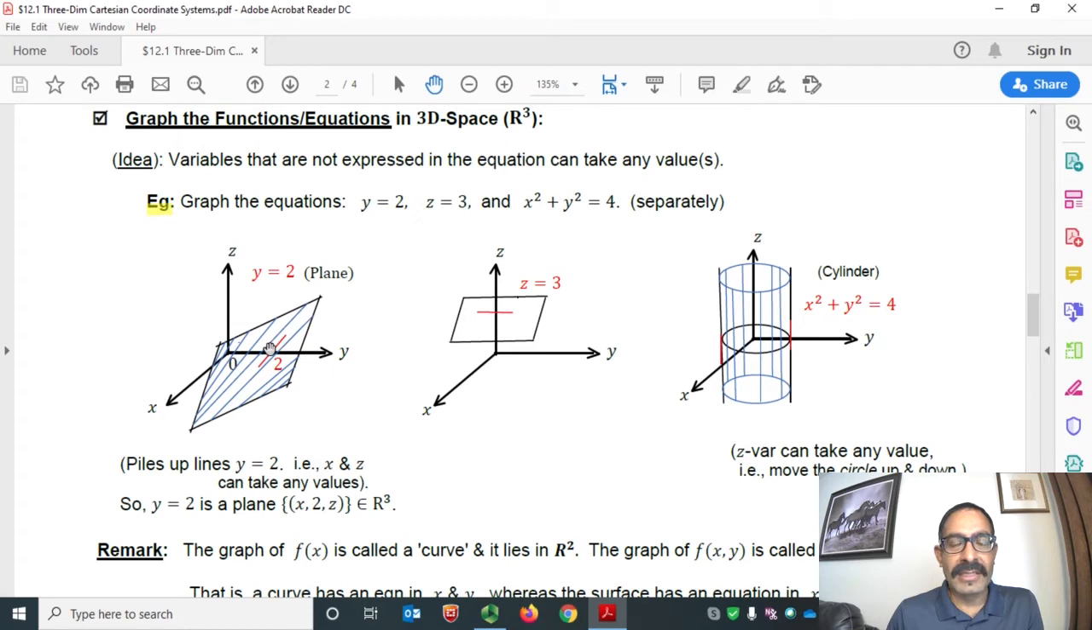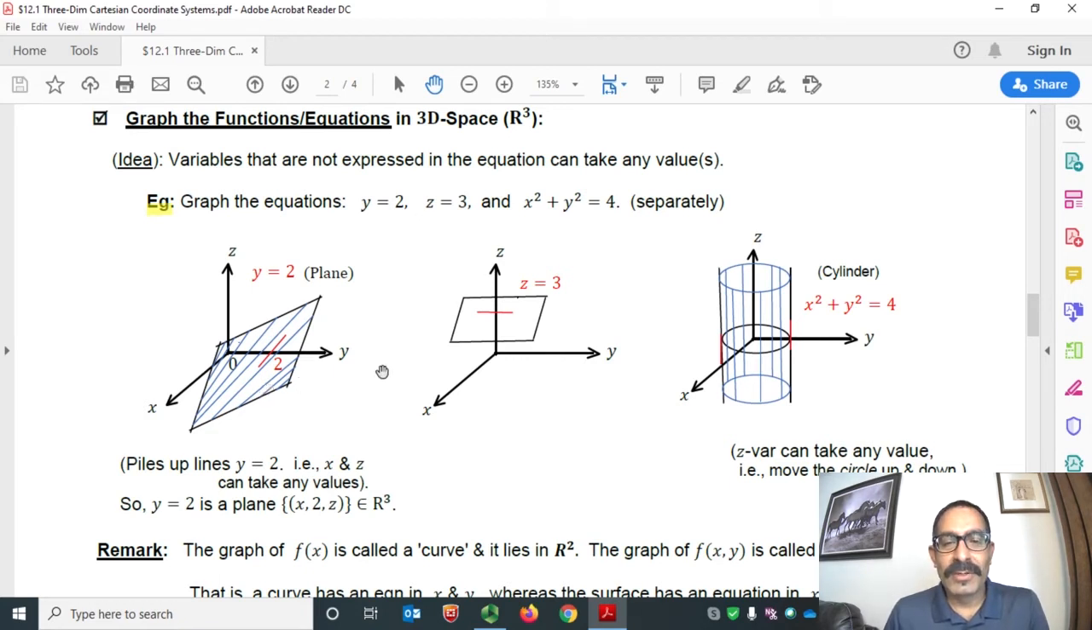Then I can take any x and any z. That means I can extend towards positive x and negative x. And I can extend this towards positive z and negative z. That means I am stacking the y equals 2 lines, a bunch of lines, upwards as well as downwards. Then I put them there. So that is a flat plane. I hope this visualization makes sense to you all.